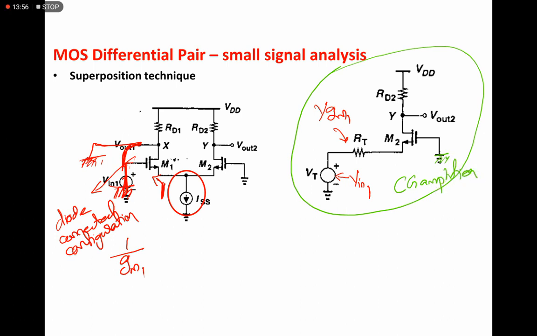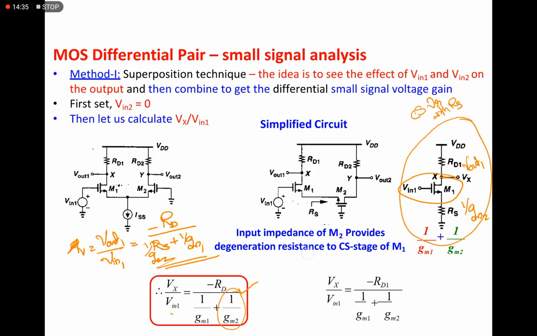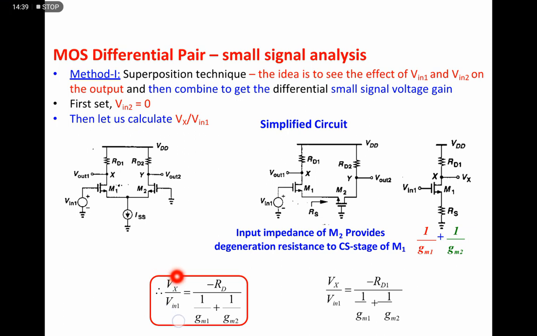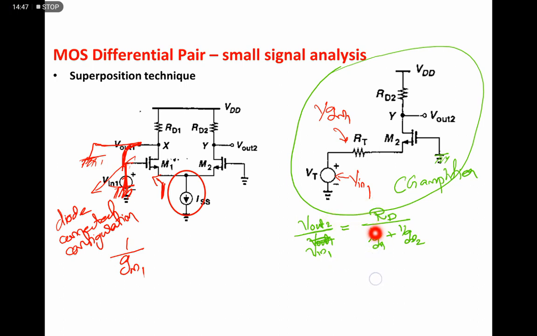Using the concept of the common gate amplifier, V out 2 by V out 1 is nothing but RD. The gain is positive here, please note that. RD by, with V out 1 being V in 1, V in 1 equal to RD by 1 by GM1 plus 1 by GM2. This came from the resistance 1 by GM1, and this is due to the transconductance of M2. So by using these two gains, Vx by V in 1 is minus RD by 1 by GM1 plus 1 by GM2, and V out is RD by 1 by GM1 plus 1 by GM2. We can find the actual value.